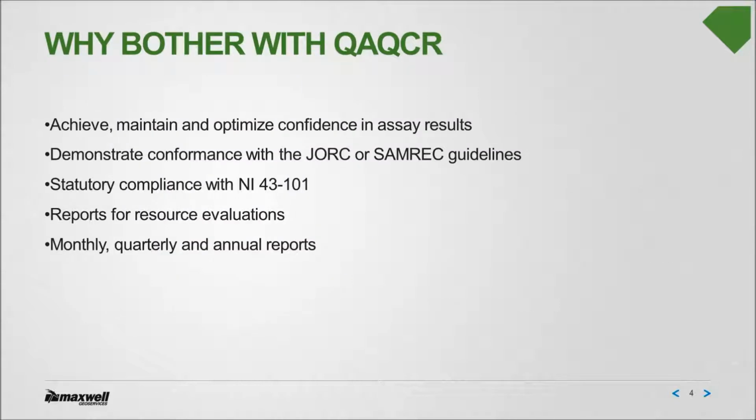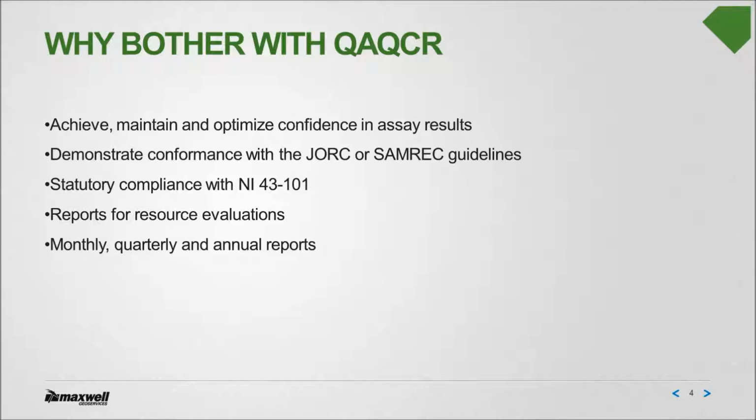Why do we bother with QAQCR? In the first place, we need to make sure that we have QA, which is the quality assurance. We need to have good sampling method, good analysis. But how do we control it? We use the QC, that's the quality control method, so the tools. And then we get these reports. So we need to achieve and maintain and optimize confidence in our assay results. If we don't have confidence in them, then we cannot use them to do anything.